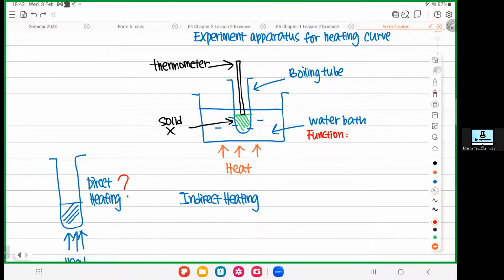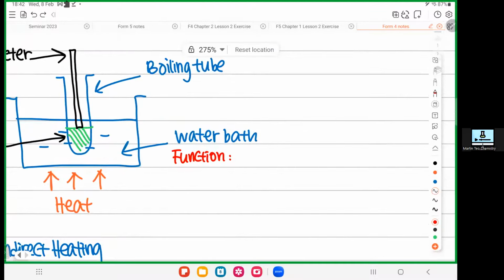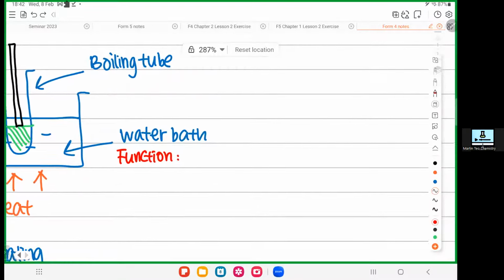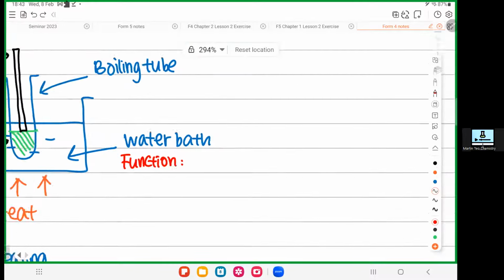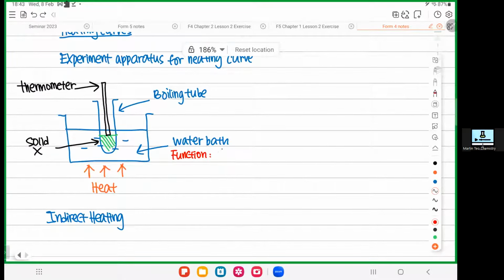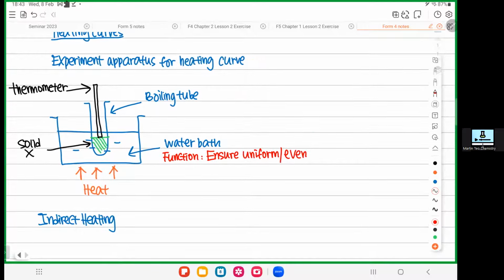For a simple reason, listen carefully. Water bath can ensure that we have a uniform, you can say uniform or you can use the word even, heating. So the heating can be very, very nice. What do you mean by the heating being very, very nice?